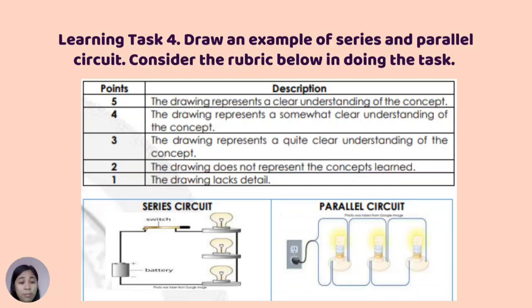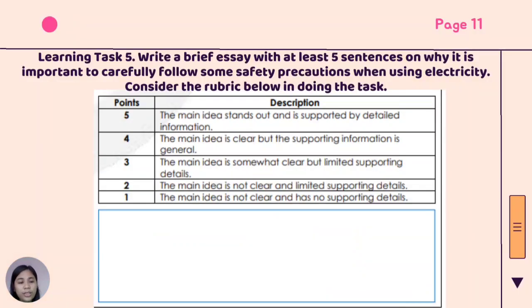And this is an example of a drawing or an answer to that learning task. For learning task number 5, write a brief essay with at least 5 sentences on why it is important to carefully follow some safety precautions when using electricity. Consider the rubric below in doing the task.